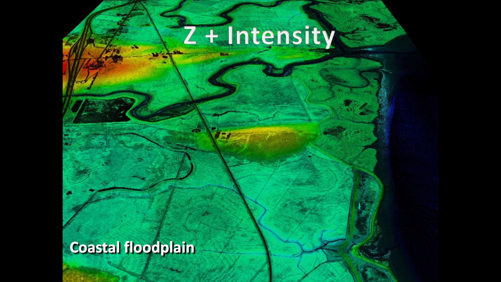Most airborne LiDAR systems, not all, but most, are a near-infrared laser-based system. And so what we're seeing is the reflectance in the active near-infrared. So in this case, you see the wet areas are dark because a lot of the energy is absorbed. And the highway is also dark because it's an asphalt surface, and again, a lot of that energy is absorbed. Whereas the vegetated areas come out fairly bright in this particular image.